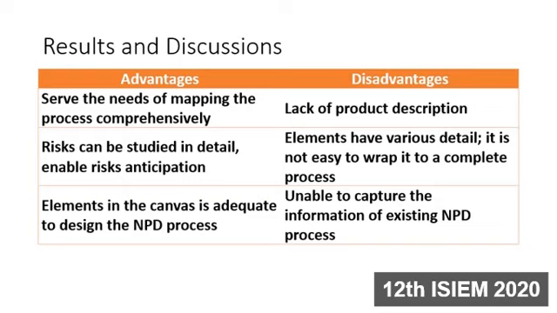Several advantages and disadvantages of the tool were also identified. The tool is able to serve the needs of mapping the process comprehensively, and it can also help to study risk in detail. The elements in the canvas are adequate to design the NPD process, while at the same time the canvas has the disadvantage of lack of product description. Elements have various levels of detail. It is not easy to wrap them into a complete process. And also the tool is unable to capture the information of the existing NPD process.